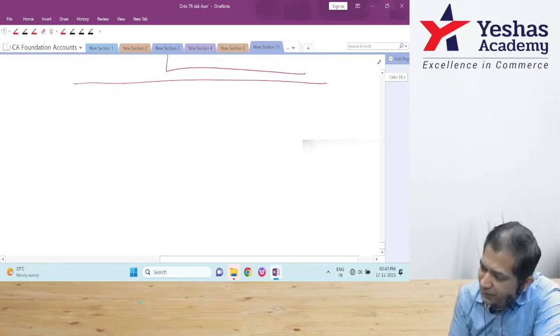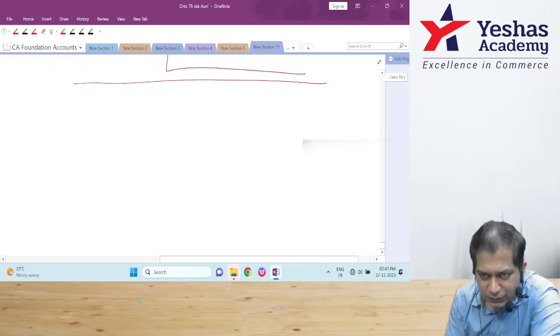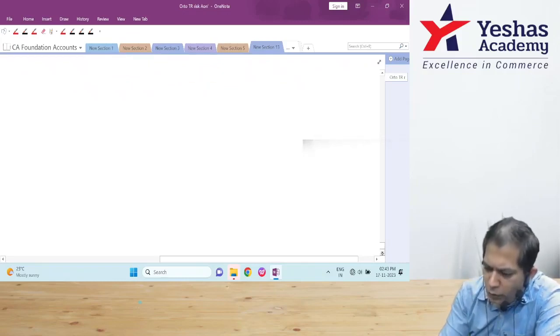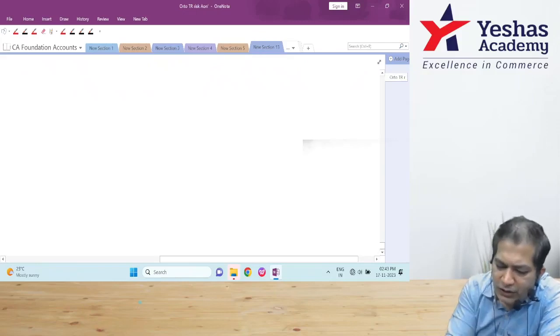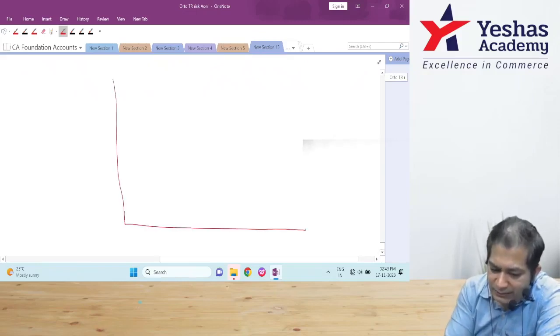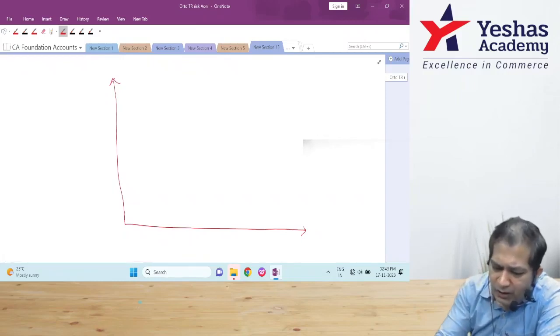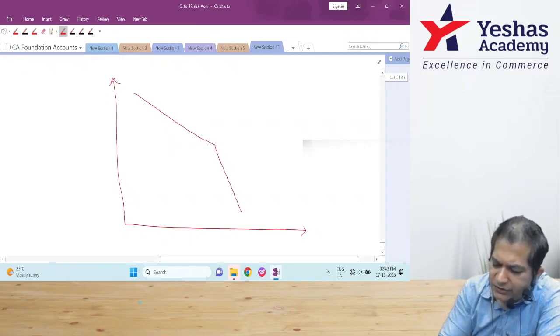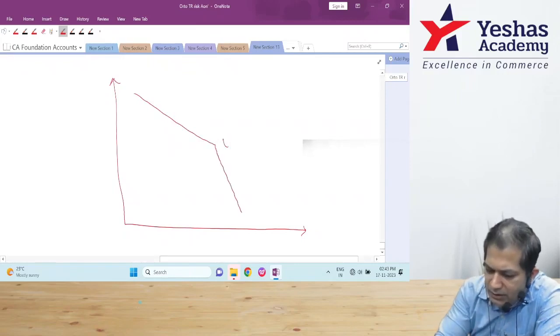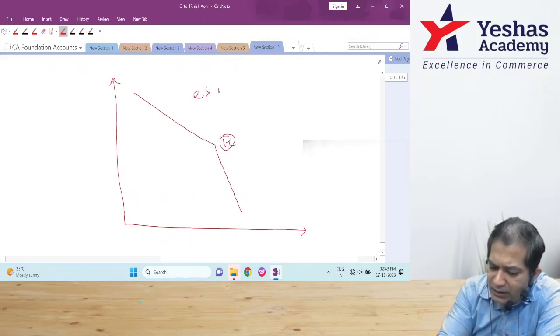Kinked demand curve, very important. Every time one question they will ask. Every time, every single time. Sometimes two also. So, what does the kinked demand curve show? It is due to price rigidity, or we call it indeterminate demand curve. Indeterminate demand curve. It means kinked demand curve, and you'll get a demand curve like this. A kink is there here. Above the kink, the demand is elastic. Below the kink, the demand is inelastic.